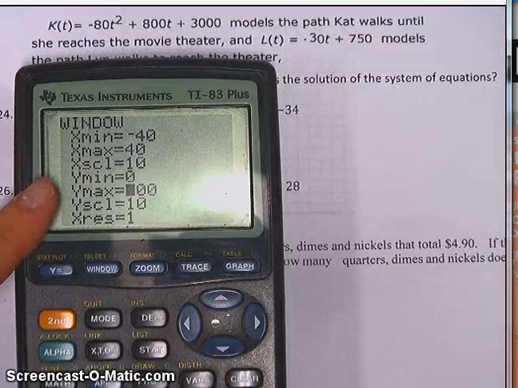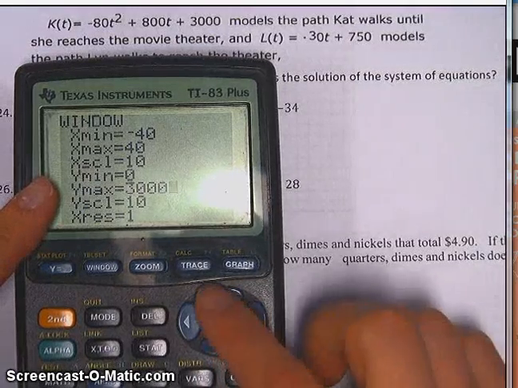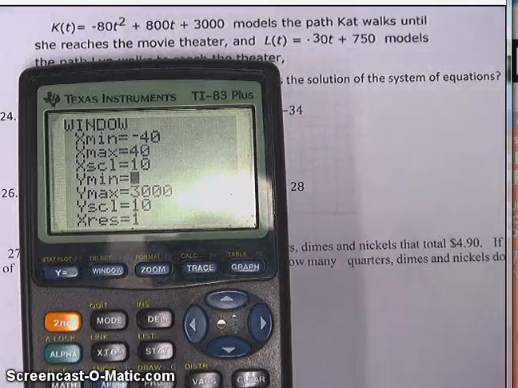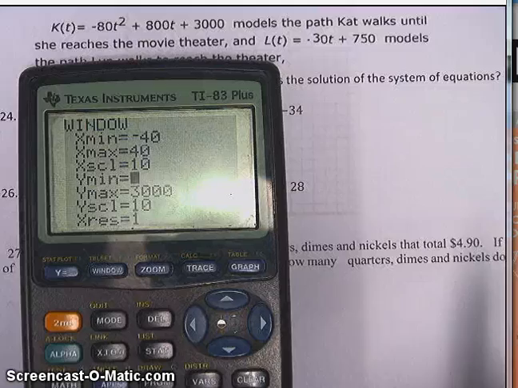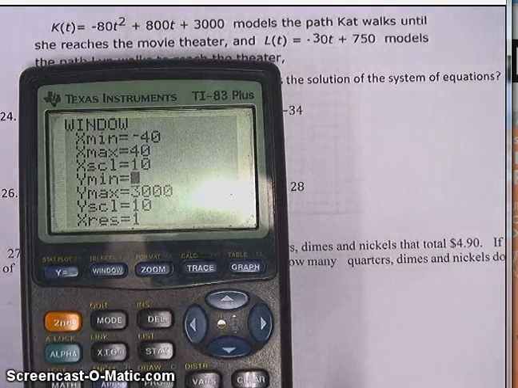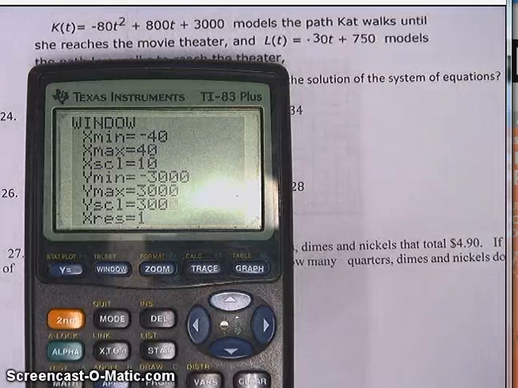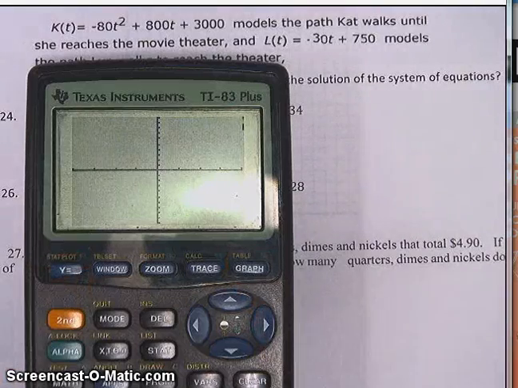So I probably want to go up to at least 3,000. And I want to know what's going on underneath in the negative y's as well. So why don't we just make that negative 3,000 for now? We can change it later. I'll make the scale 300. So I've got a nice scale. All right, so go back to y equals and graph this thing. Let's see what it looks like.